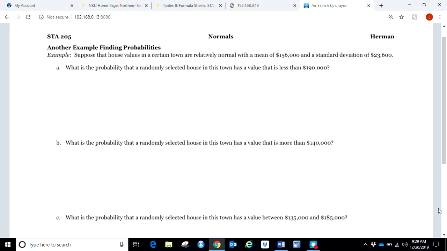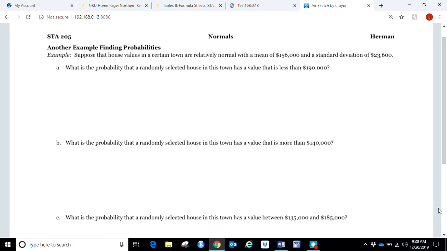The goal of this video is to practice finding some probabilities using the z-table, similar to what we did in the previous few videos. What I usually recommend doing for students is to actually try this example on your own first. So if you haven't already done so, pausing the video at this time, working all three parts, and then coming back to see if you match.